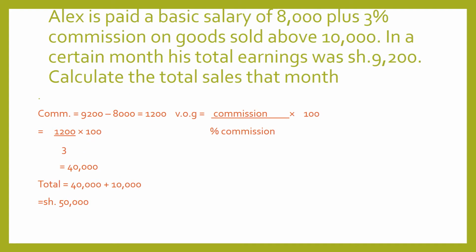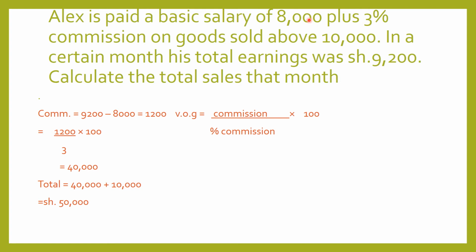So let's try another example like that to see how those steps we can work them out very fast. Alex is paid a basic salary of 8,000 plus 3% commission on goods sold above 10,000. So we have goods sold here. We'll add this one later. In a certain month, his total earnings was 9,200. Calculate the total sales that month, or the total value of goods sold that month.